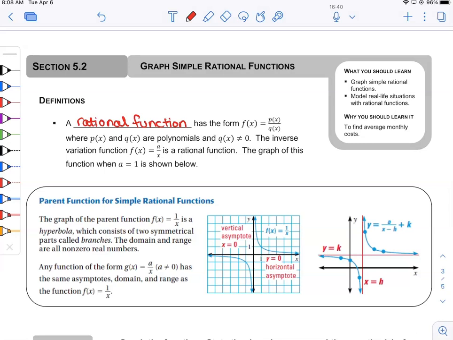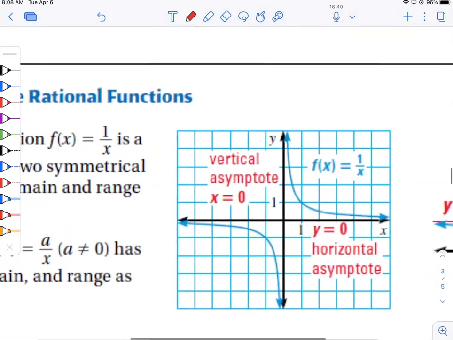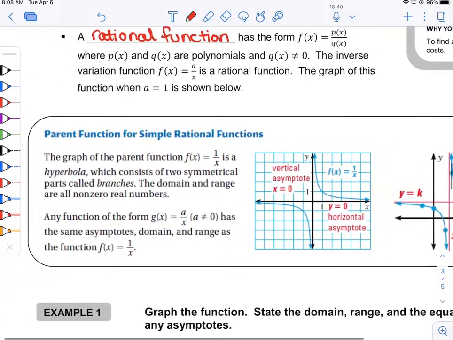The graph of this function when a equals 1 is shown below. So that's this graph right here, and this is our most simple graph. And you can see that it has two asymptotes. It has a vertical asymptote at x equals 0, and a horizontal asymptote at y equals 0. So basically, if you have a number over x, your asymptotes are going to be at x equals 0 and y equals 0. And that's because you can't divide by 0, basically.